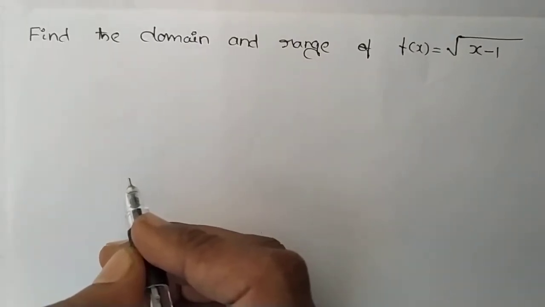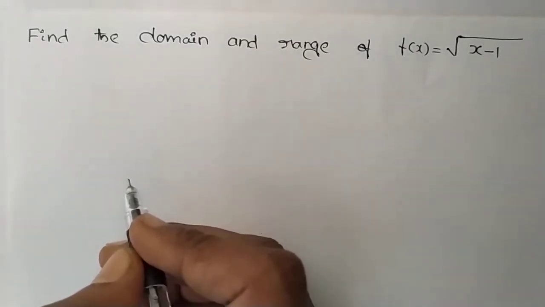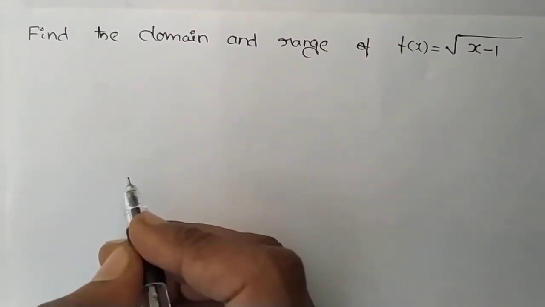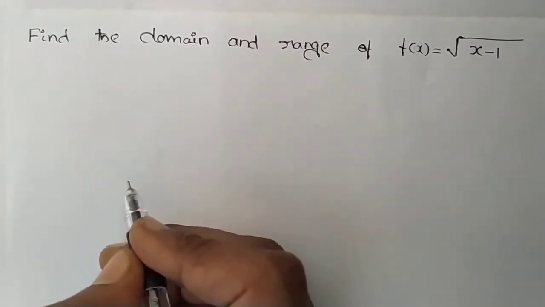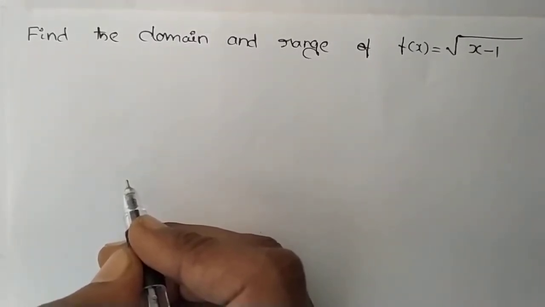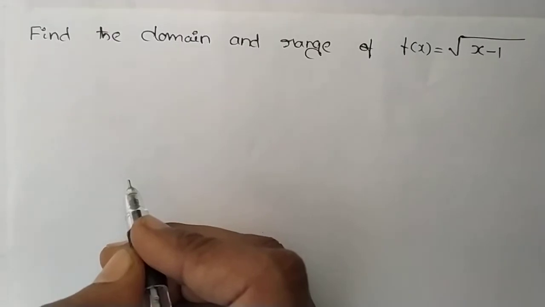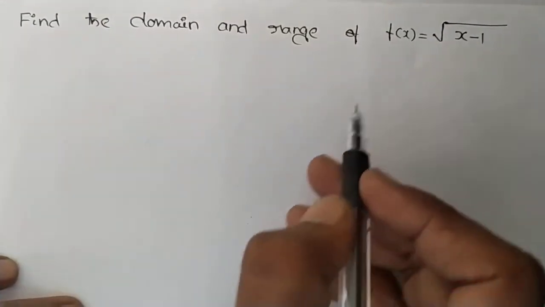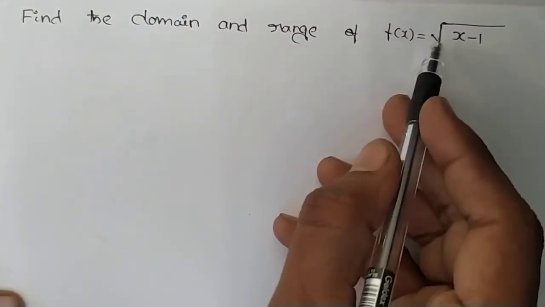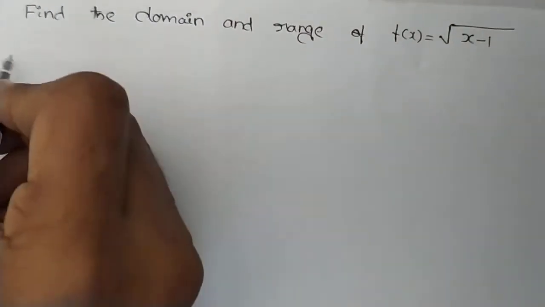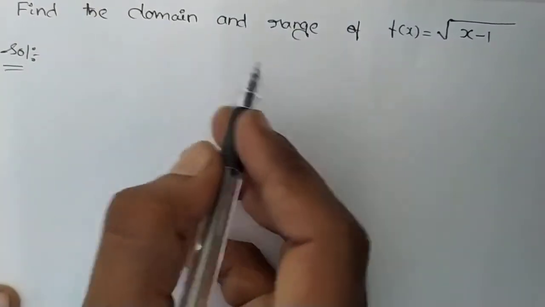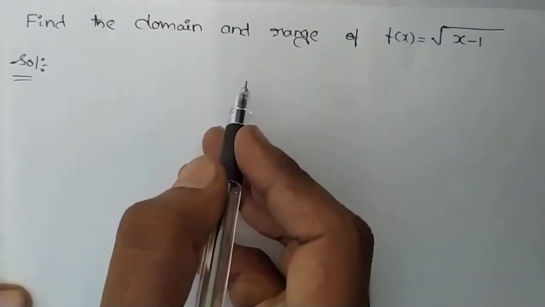In our previous class, we have solved the questions related to range and domain of the function. Here we have the next question: find the domain and range of the function f of x equals square root of x minus 1. We have to find the domain and range. How to find the domain and range?